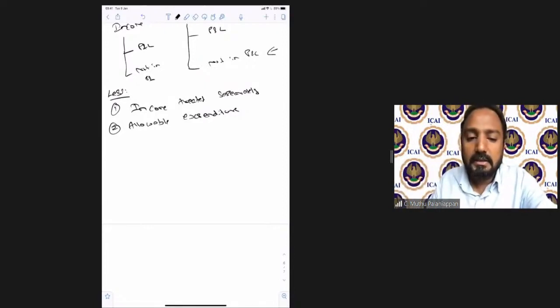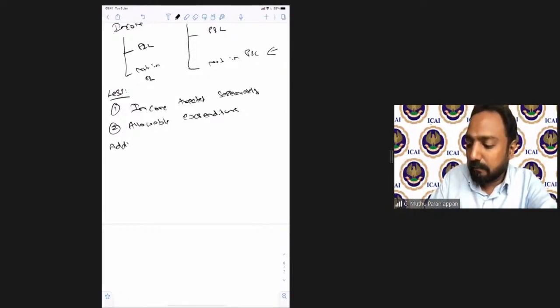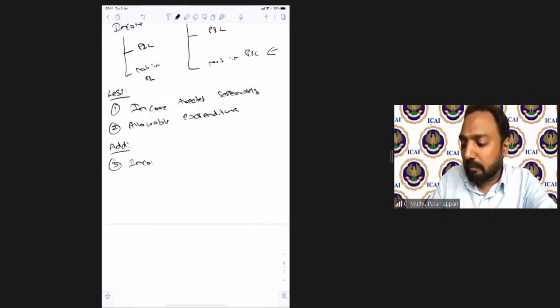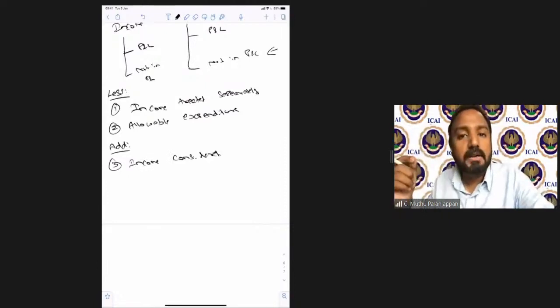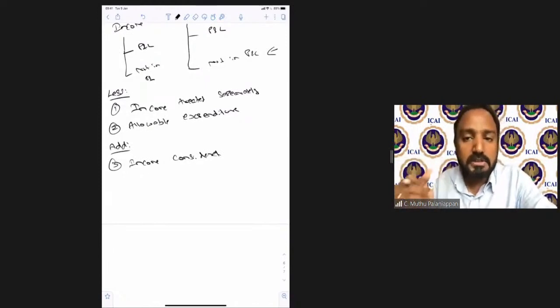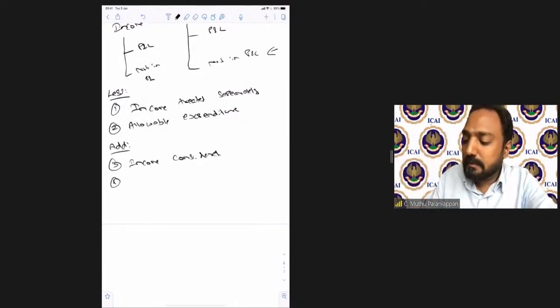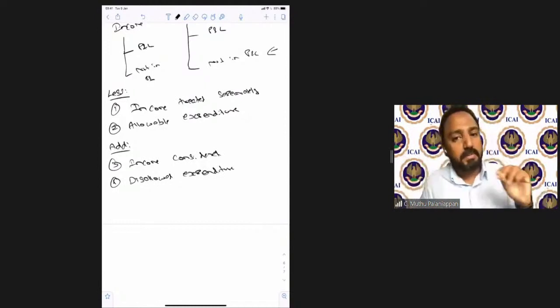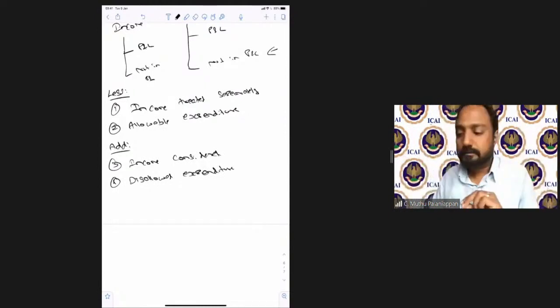Now coming to the third thing. The third and fourth are adding. Third thing is income considered now. This is basically an income not in P&L, so you're going to treat it as an income now. This income you need to add. Fourth is disallowed expenditure. So an expenditure not allowed. Yes, it is in P&L, but it is not allowed. So I'm disallowing it.